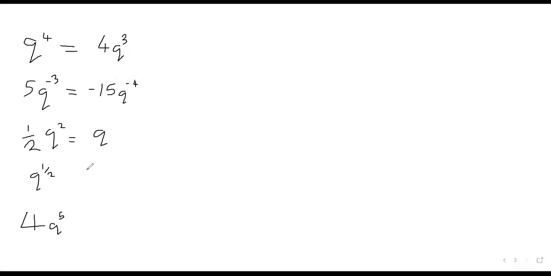How about Q^half? What do we get? We're going to get half Q^-half, because there's a 1 there. 1 times half is half. Half minus 1 is negative half. How about 4Q^5? What do we get? 20Q what? 20Q^4.